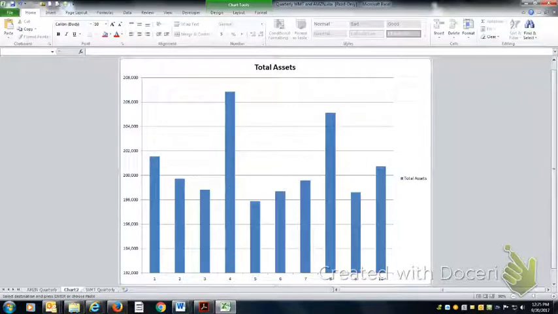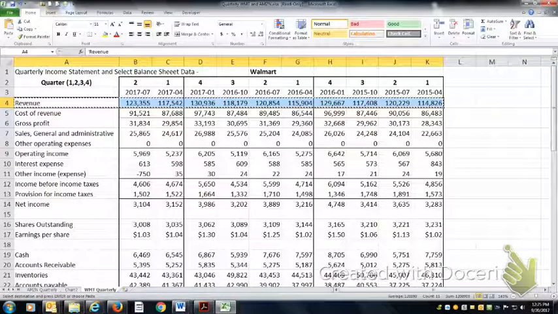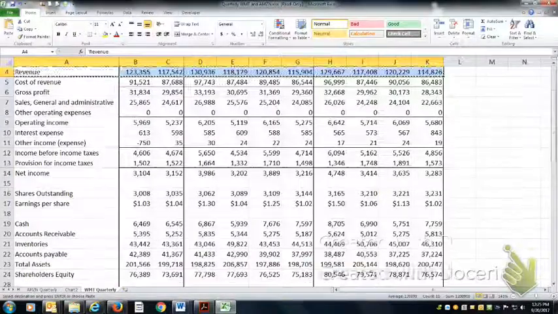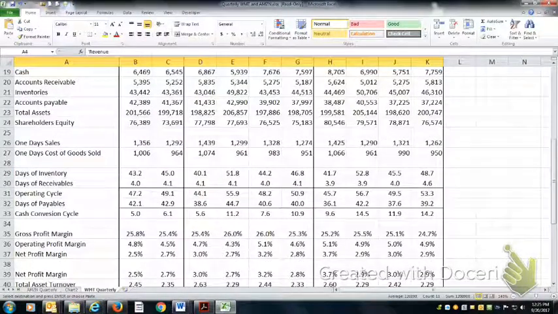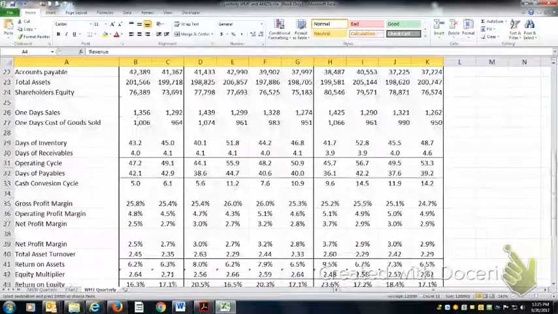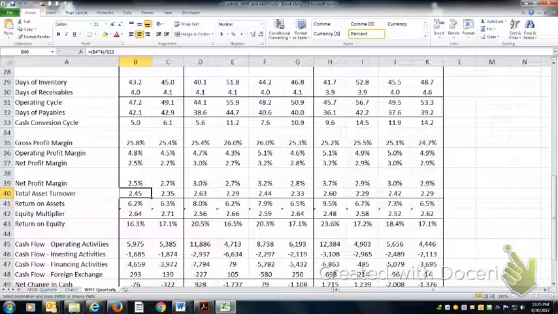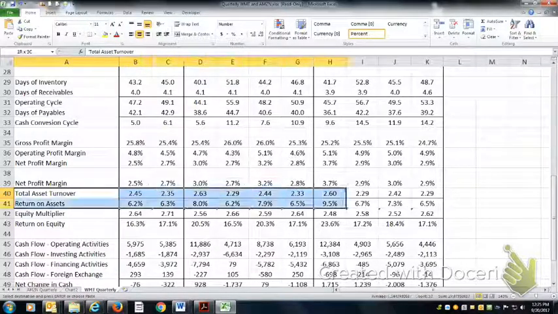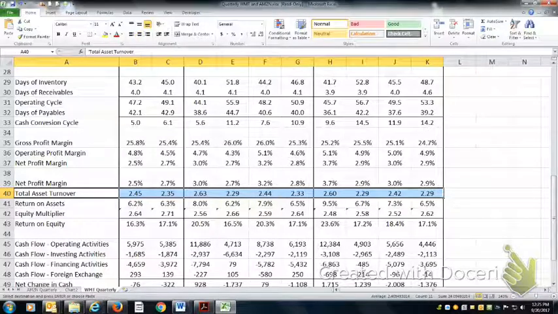So something like a total asset turnover ratio is going to act differently if you don't make an adjustment for the days within the quarter. So in here, we take whatever the revenue for the quarter times 4 to annualize it, and then use that to divide sales per dollar of asset.